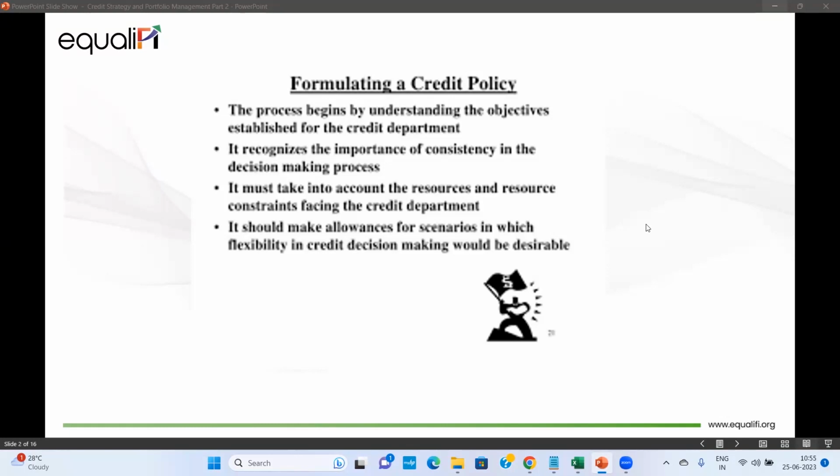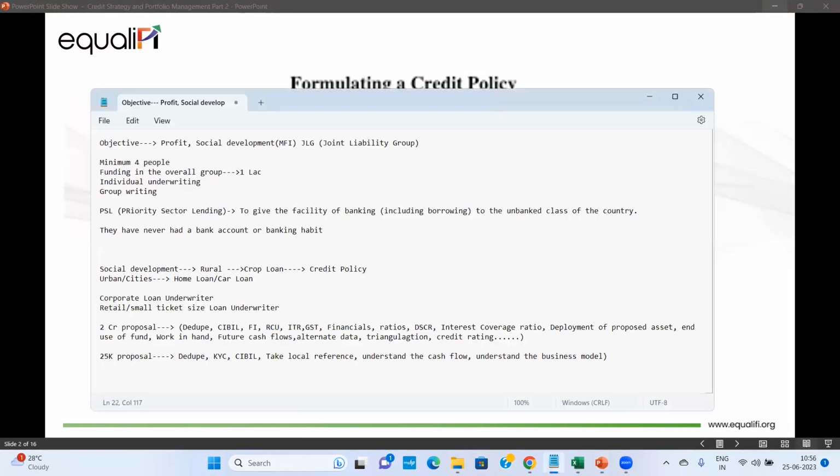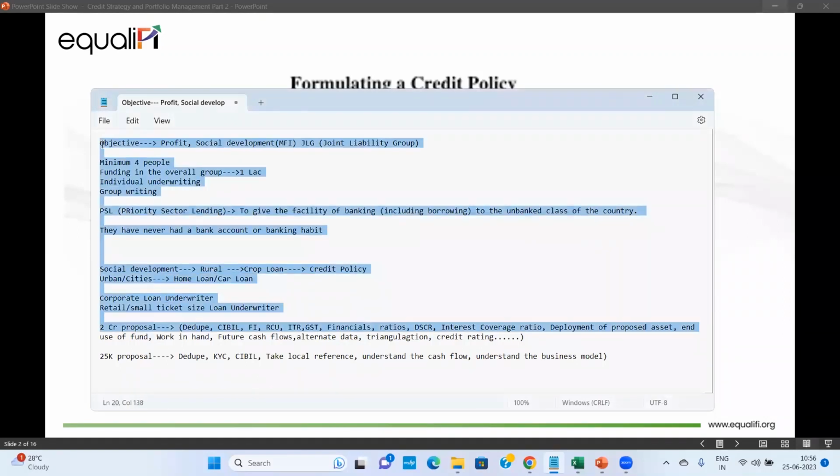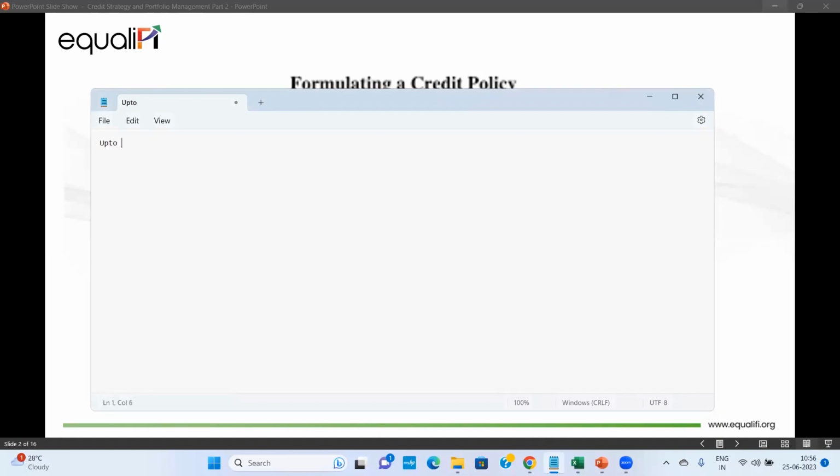This is one flexibility. Second, say up to 2 lakhs, no collateral needed. Right? Can be a flexibility. Next, structured repayment based on seasonality of business. Can be a flexibility. Yes or no?